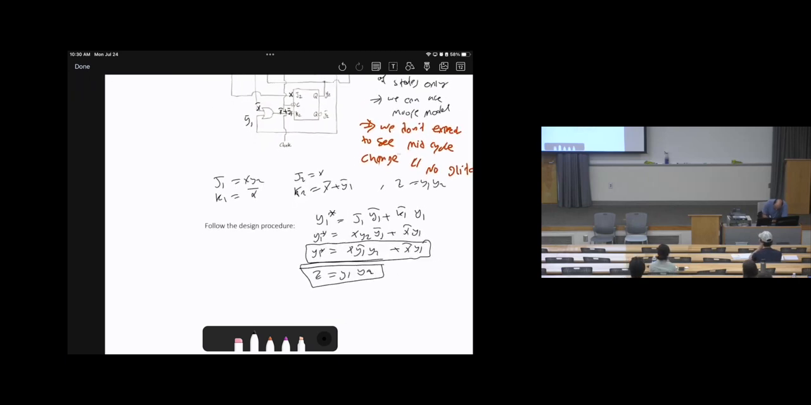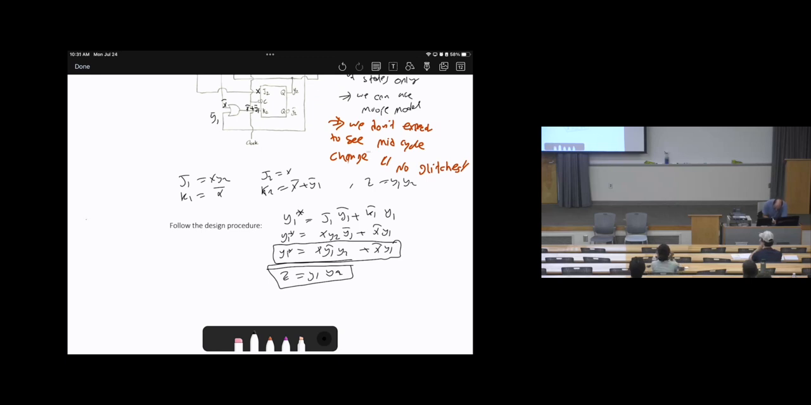Then the other equation, which is related to y2: y2 star equals J2 y2 bar plus K2 bar times y2. Substitute J2 and K2. J2 is x, so it will be x y2 bar plus K2 is actually x bar plus y1 bar, all bar, times y2. Apply De Morgan's on it, so it's going to be x y2 bar plus x bar bar will be x, addition will be multiplication, y1 bar bar will be y1, times y2. That's y2 star. Okay? Do you agree with me?